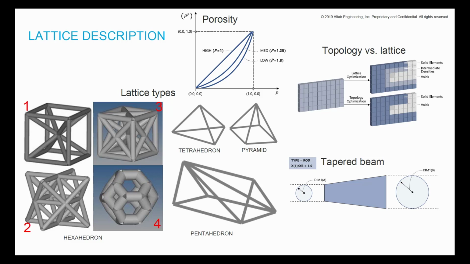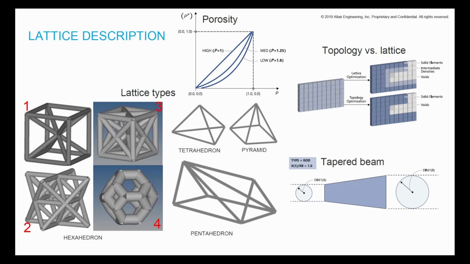A lattice is a beam microstructure which is porous, meaning in between solid and void. The lattice beam elements have the property PBML and type rod is automatically assigned for each element. The thickness of this tapered beam element can vary along its length and only circular cross-sections are available.